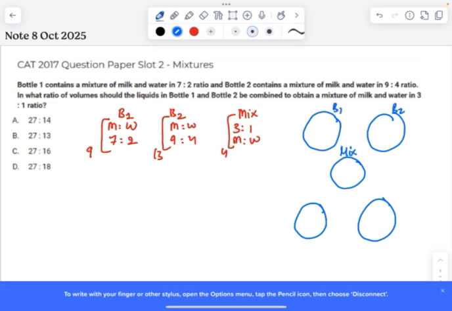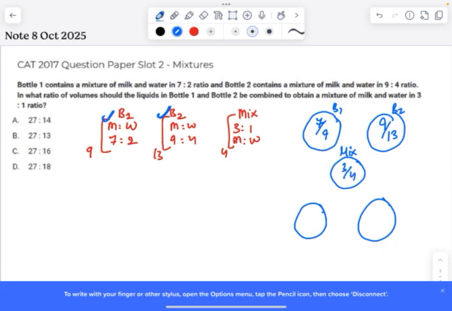So you can use anything. I'll elaborate it very much. First we'll go with milk. For milk, out of total 9 parts, 7 parts is milk, so I can write this as 7/9. Here out of 13 parts, 9 parts are milk, so 9/13. And here out of 4 parts, 3 parts is milk, so 3/4.